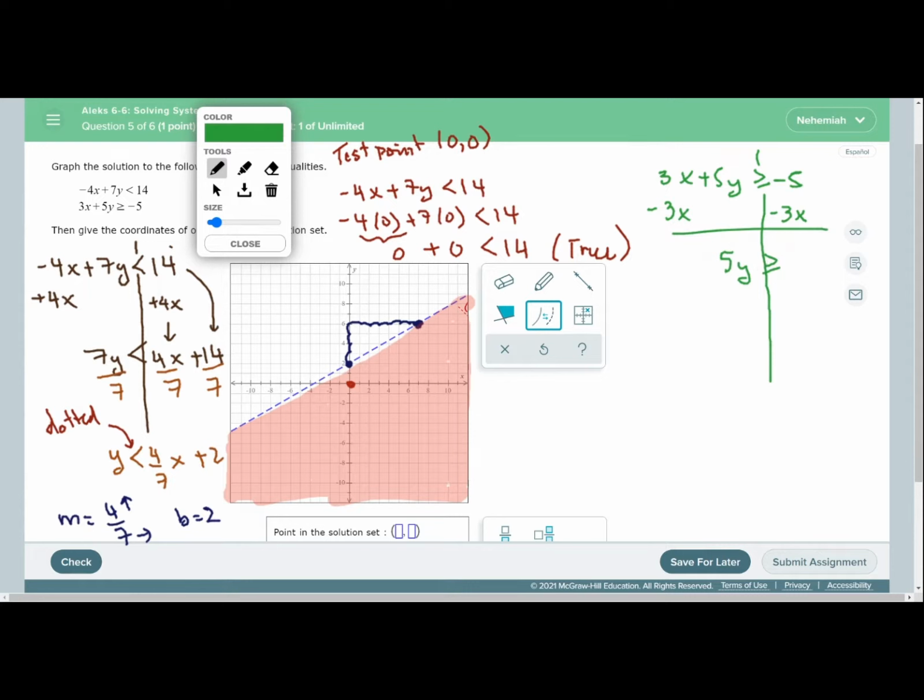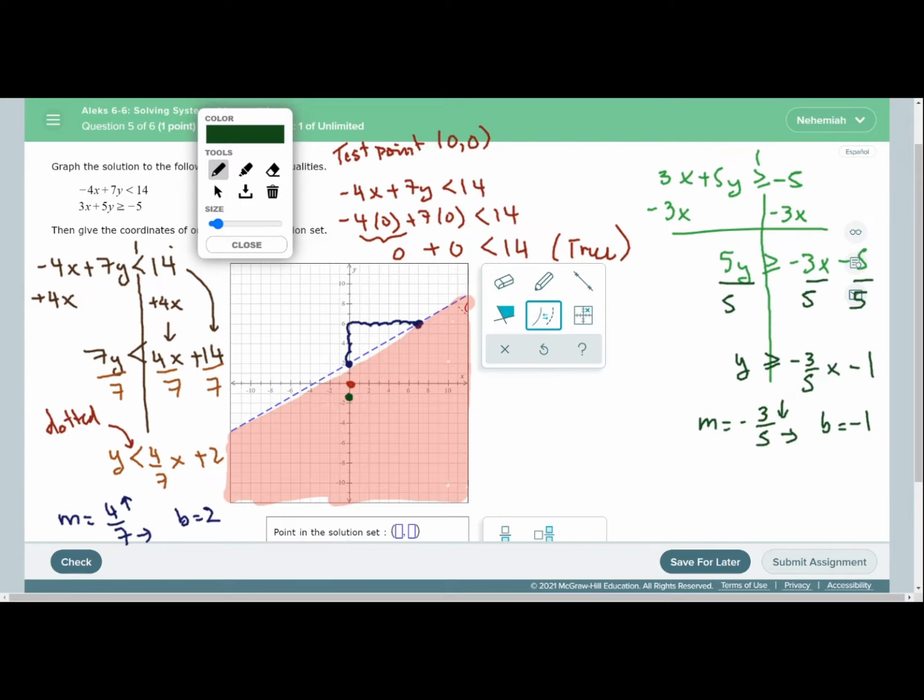5y greater than or equal to negative 3x minus 5. Guess what I'm going to do next? I'm going to divide by 5 on both sides. So y is greater than or equal to negative 3 over 5 x minus 1. m is negative 3 over 5, and b is negative 1. So starting at negative 1, the slope is negative 3, so down 3, run 5. 1, 2, 3, run 5.